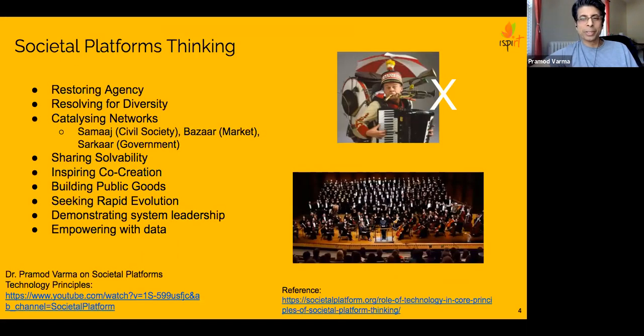And that's why this picture is important. When we are building societal goods like digital public infrastructure, we are not the actor, we are not the player, we are a playground maker. We are not the player. So we are asking the question, who are the players? How do we restore every player's agency and capabilities?